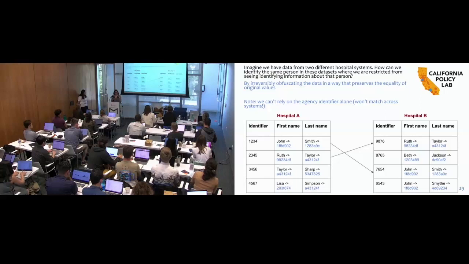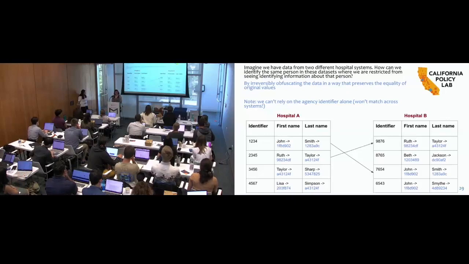And so in this example, we've kept the hashed values and the underlying values side by side. And you can see we have Ruth and John who look like they might be the same person. And in practice, we would only see those hashed values to identify who's the same across these data sets.